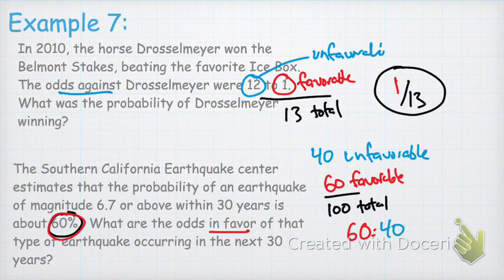You can either write your answer like that, or this ratio can be reduced a little bit. You could divide them each by 20, and you could write this as 3 to 2. So either of those ways of describing the odds would be fine.